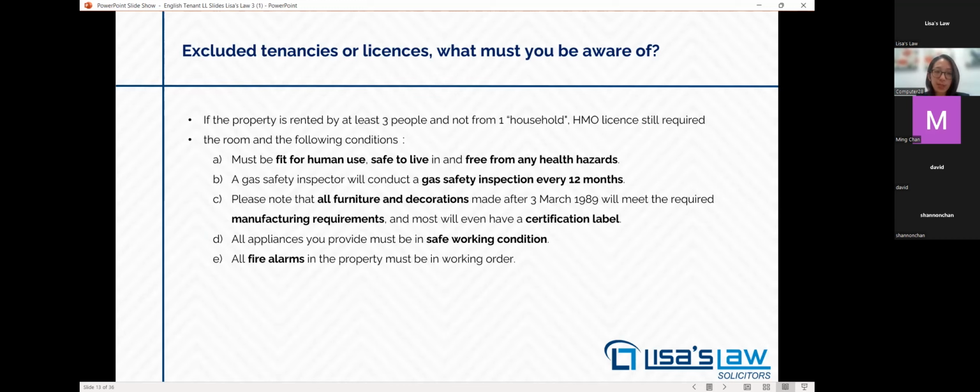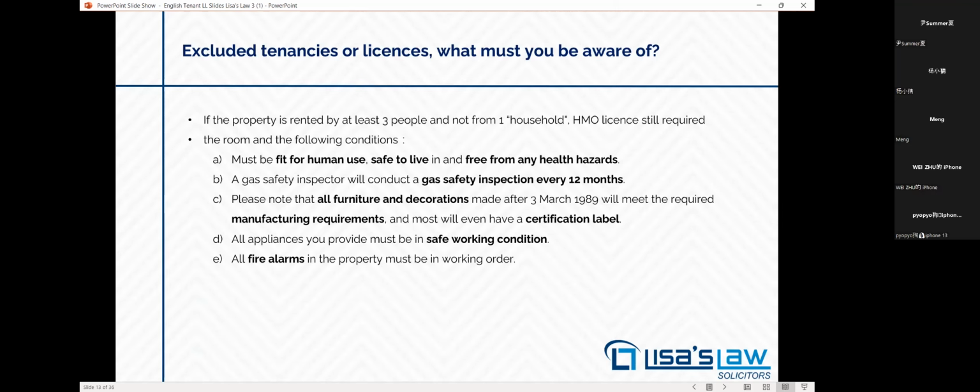If the property is rented by at least three people not from the same household, again, you will still need a HMO license. The property condition must be generally fit for humans, safe to live in, free from any health hazard. This is a common one. Gas safety check every 12 months. The next one is very important: fire safety. All the furniture and decoration has to meet the manufacturing requirement. There must be a fire safety label on all your furnishings and decorations. Appliances have to all be in safe working condition, and fire alarms must all be in working order.